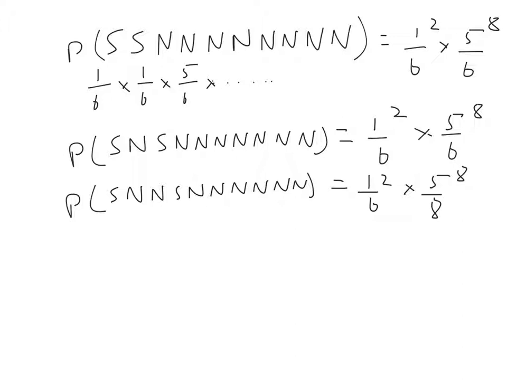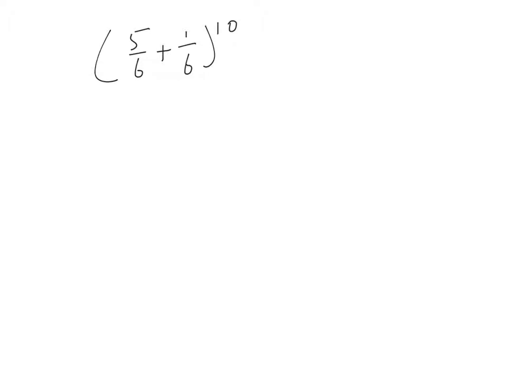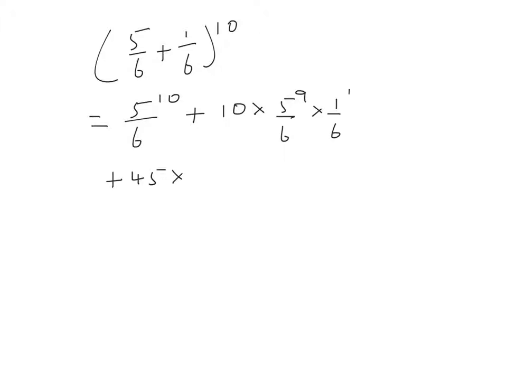And in order to find out that number, we need to think about the work we've done so far on the binomial expansion. So let's consider 5/6 plus 1/6 to the power 10. We know from that work that this works out to be 5/6 to the power 10 plus 10 times 5/6 to the power 9 times 1/6 to the power 1 plus 45 times 5/6 to the power 8 times 1/6 to the power 2 plus 120 times 5/6 to the power 7 times 1/6 to the power 3, and so on.